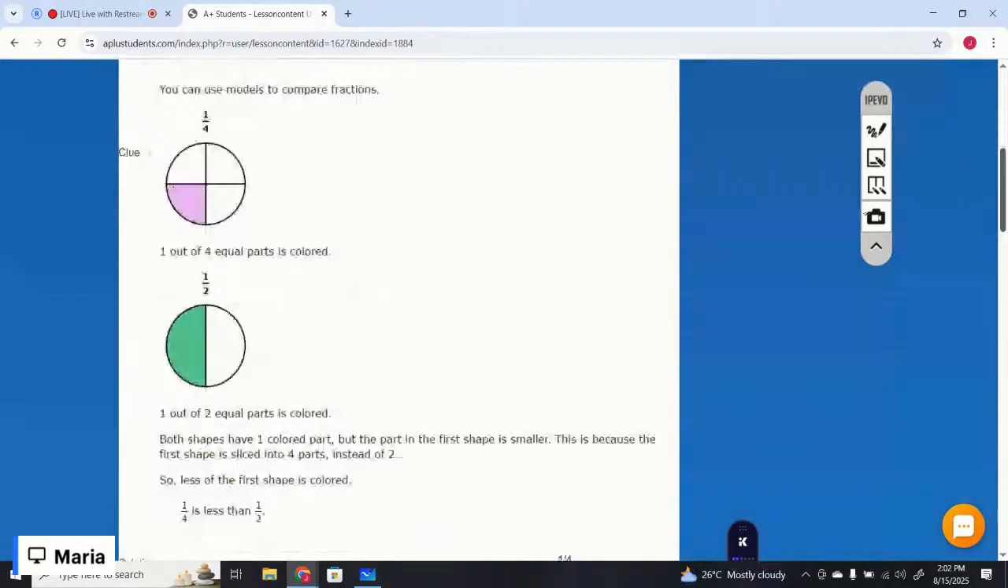Like here you have 1 out of 4, like the circle has 4 portions. One of them is colored. And the other circle has 2 portions and one of them is colored. So the one that has the more portion colored is greater than the other one. So 1 by 4 is less than 1 by 2 because the more portion is colored on 1 by 2.